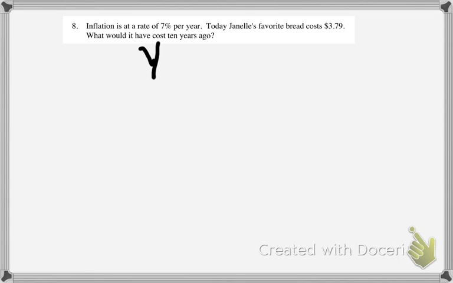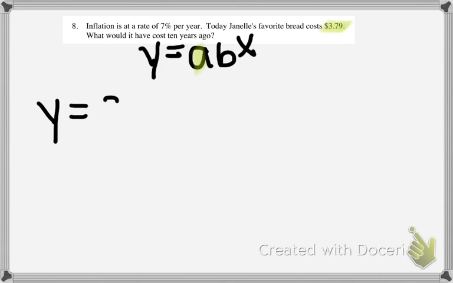So, we're going to start out and write our standard form for our exponential equation, y equals ab to the x. And we are going to start to plug in numbers for our equation. So first of all, a is the starting cost. So today, the bread costs $3.79. So in our equation, it's going to be y equals 3.79.